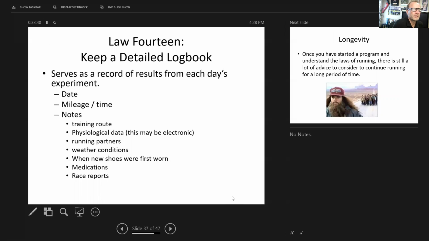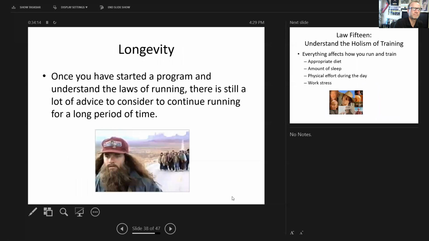Law 14, keep a detailed logbook. This is easy now electronically. You can use electronic logbooks like Strava, Garmin Connect, or TrainingPeaks. These are all great ways to keep an electronic log, but I still like a pen-to-paper type of log to be able to write things in as well. It's good to have a record of what's happened so that you can go back if you get injured, or if maybe you've had a great race, you want to analyze what worked and what didn't. It can be really helpful to have the information building up to your event.